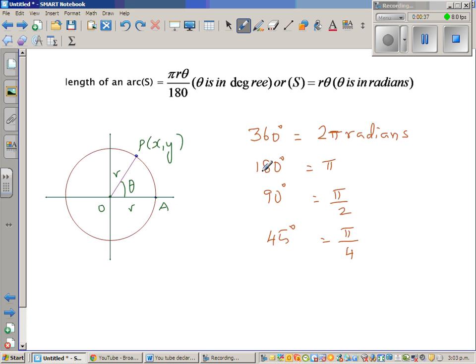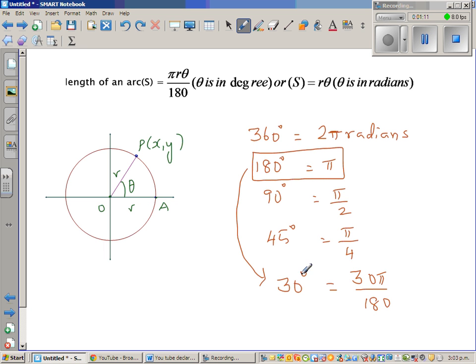So based on this, if someone is asking you what is 30 degrees, I can write 30 pi by 180, because 180 degrees is pi. Use your logic here, you can directly write pi by 6. But if I don't know that 30 is 1/6 of 180, and I know the formula that 180 degrees is pi radians, 30 degrees would be 30 pi over 180, which is pi by 6.